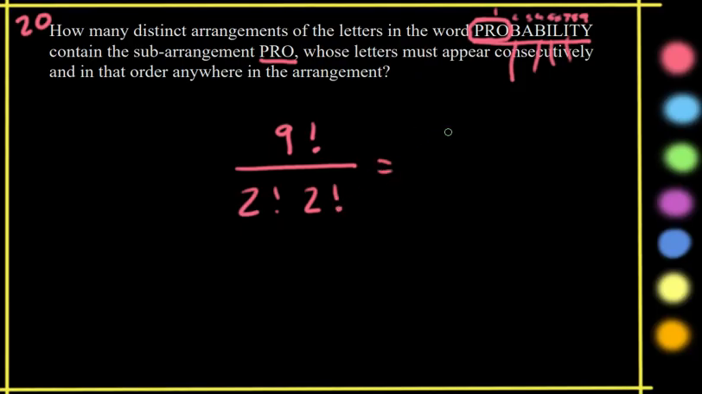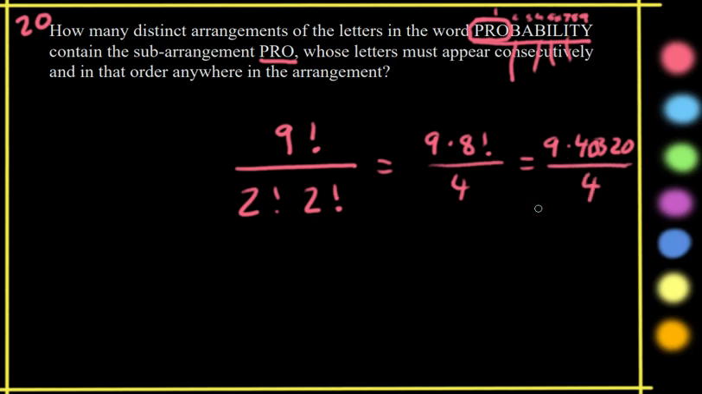I think the easiest way to do this is to break it up into 9 times 8 factorial. If you've got your factorials memorized, then you know that 8 factorial is 40320. And then you divide that 40320 by 4, and now you've got 10080. And then you multiply that by 9, and you get 90720, which is your final answer.